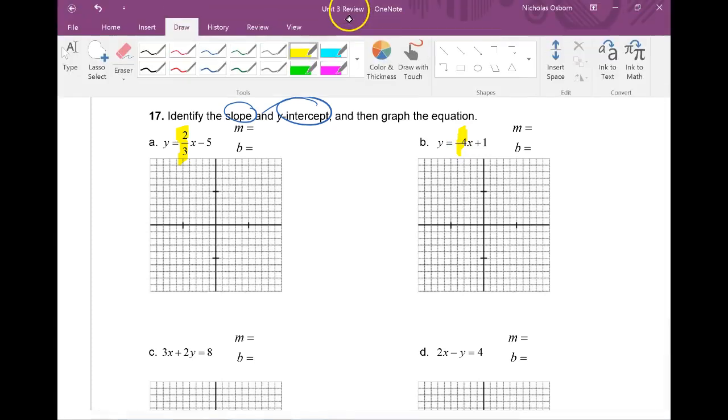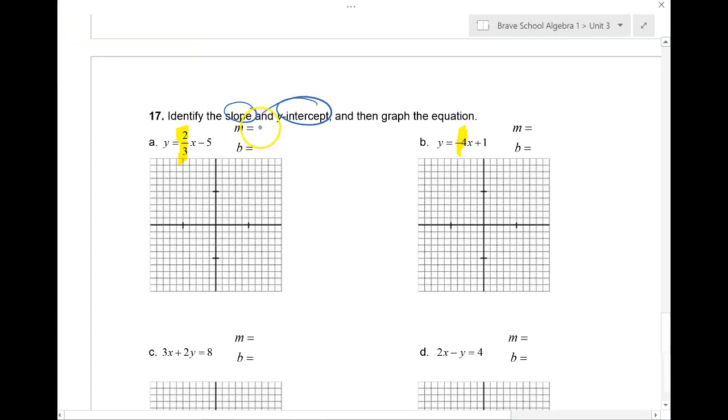Okay, so we can just go right ahead and fill that in. So here, 2 over 3. And over here it's negative 4. Now in order to graph a line, we need our slope to be a fraction. The first one is already a fraction, but this one is not. So we're going to put this one over 1. Okay, so if it's just a whole number by itself, put it over 1, because that will help us graph it.